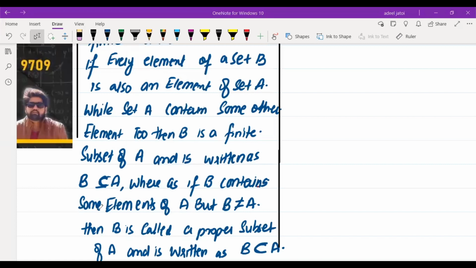Whereas if B contains some elements of A, but B is not equal to A, that means A has more elements in it, then B is called a proper subset of A and written as B is the subset of A.